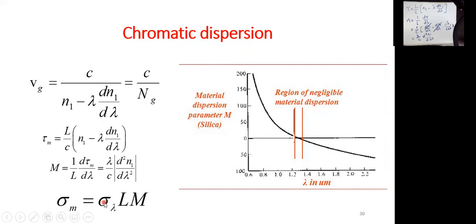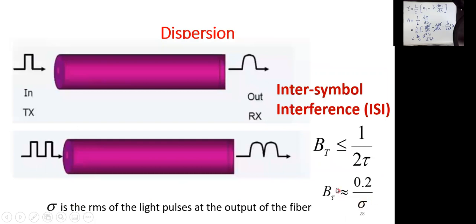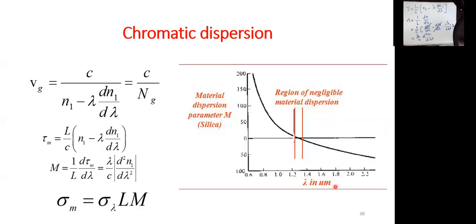Sigma lambda is usually source dependent, so you can know it from your optical source. L is the length of the optical fiber, and M is the normalized parameter that describes the propagation in an optical fiber. So if you multiply these three terms, you will get sigma, and then you can substitute in this equation to know the maximum data rate used in order to transmit your signal. Again, these are all empirical formulas used in order to demonstrate the optical characteristics of an optical fiber.